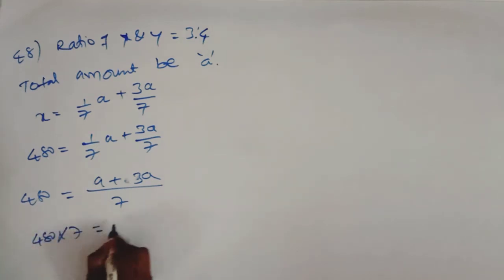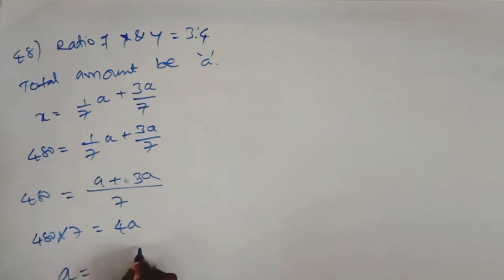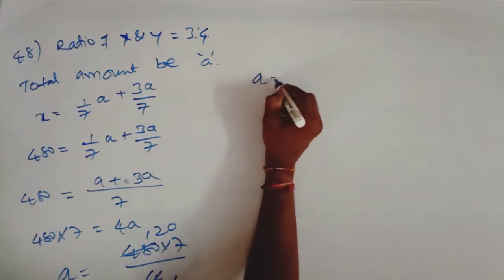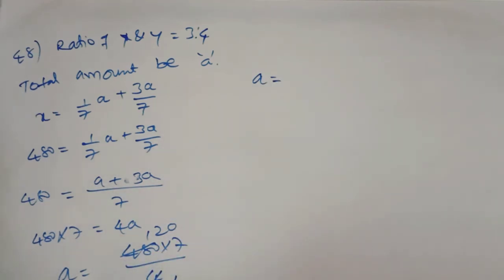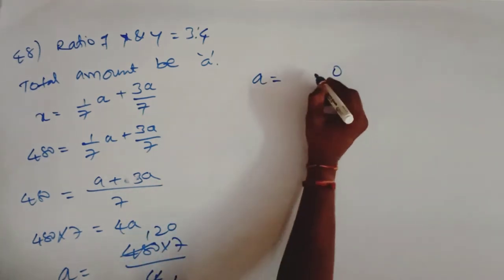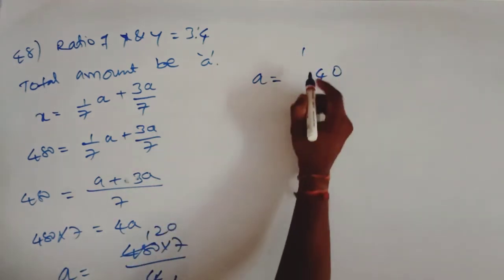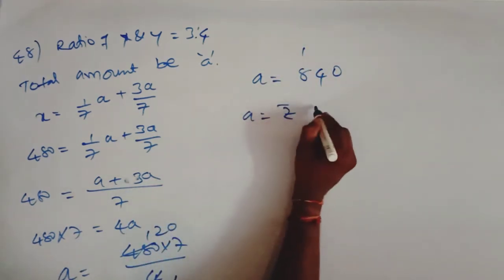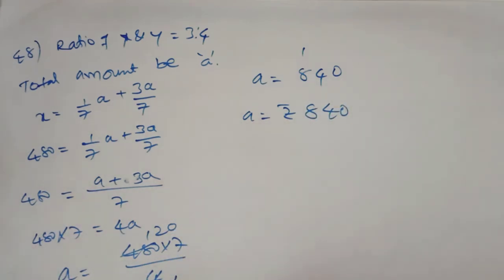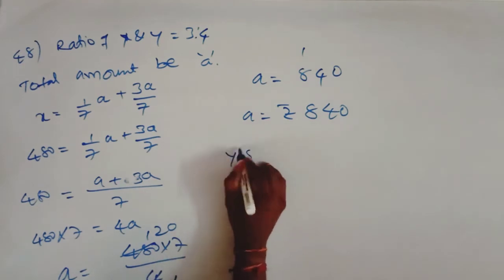480 into 7 is equal to 4A. A is equal to 480 into 7 by 4. 4 ones are 4, 120s are. A is equal to 120 into 7. Then 7 zeros are 0. 7 twos are 14. 7 ones are 7 plus 1 is 8. 840 rupees. A is equal to 840 rupees. So that is the A value. Now they asked to find the y share.